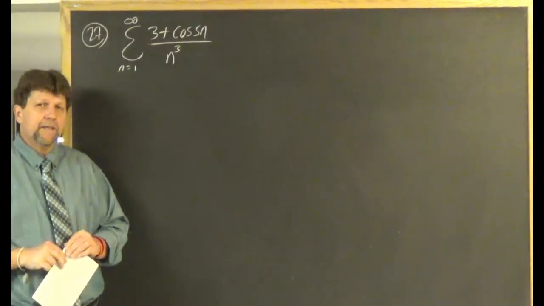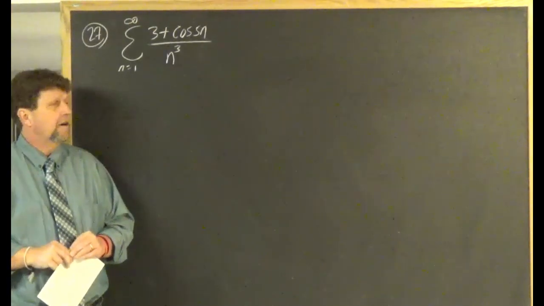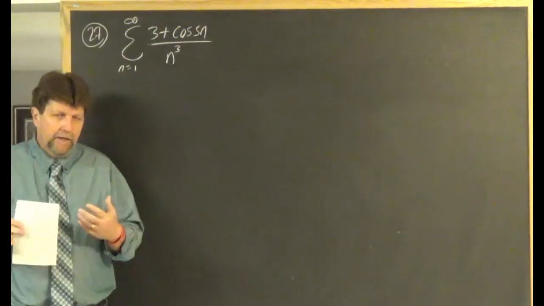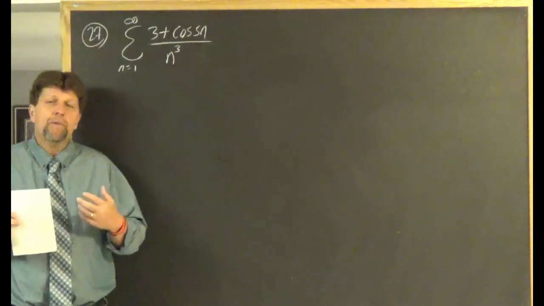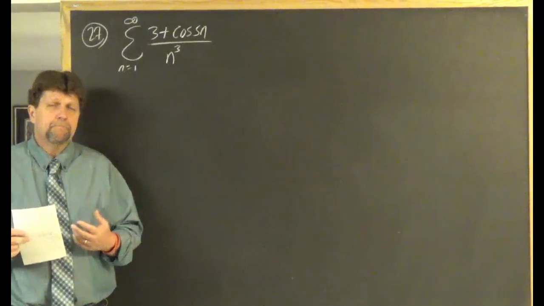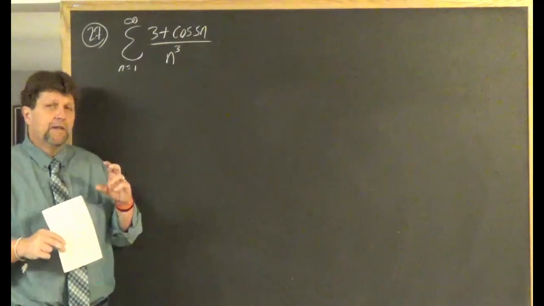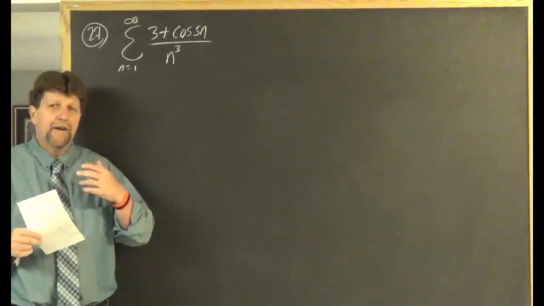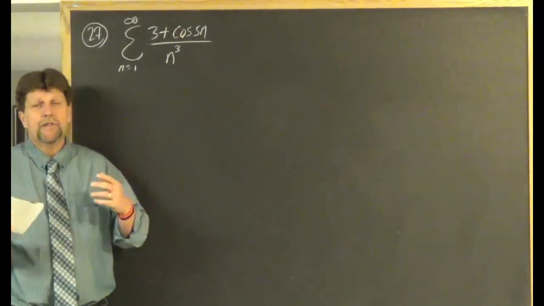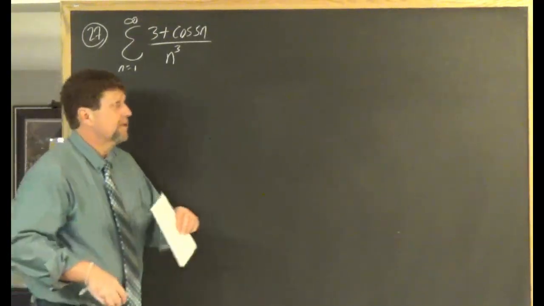Alright, number 27, we had the series n equals 1 to infinity, 3 plus cosine 5n all over n cubed. So first off, my gut feeling on this, purely a gut feeling, is that it converges because the denominator is an n cubed. So let's see what I can do with that. I look at the numerator, it's 3 plus cosine 5n, and I know the smallest cosine 5n could ever be is negative 1, and the largest it could ever be is positive 1. That's kind of where I'm going to start.